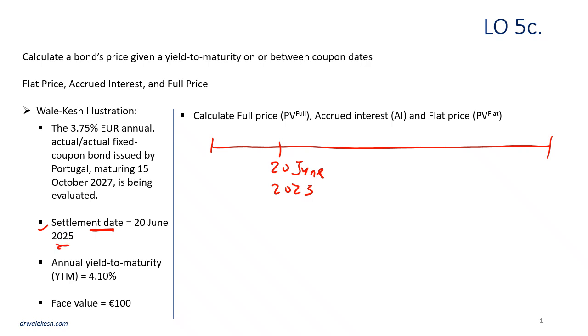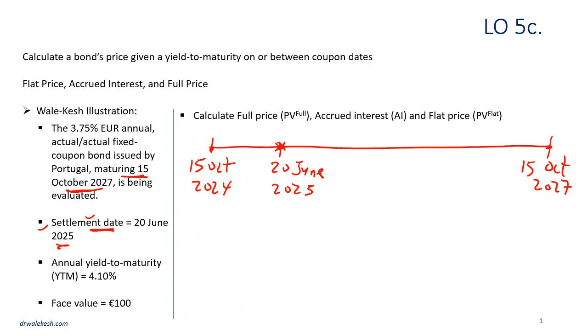That's coming from here. The previous coupon payment date would be what? Since the bond matures on the 15th of October 2027, that implies that the previous coupon payment date from the settlement date would be 15th of October 2024.